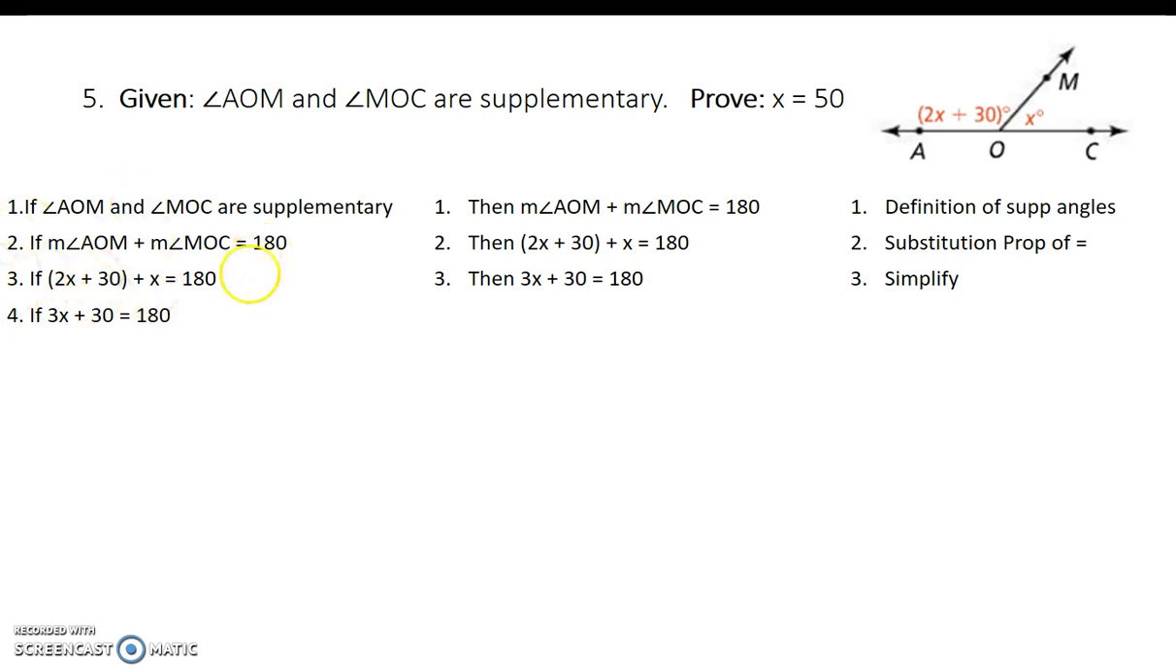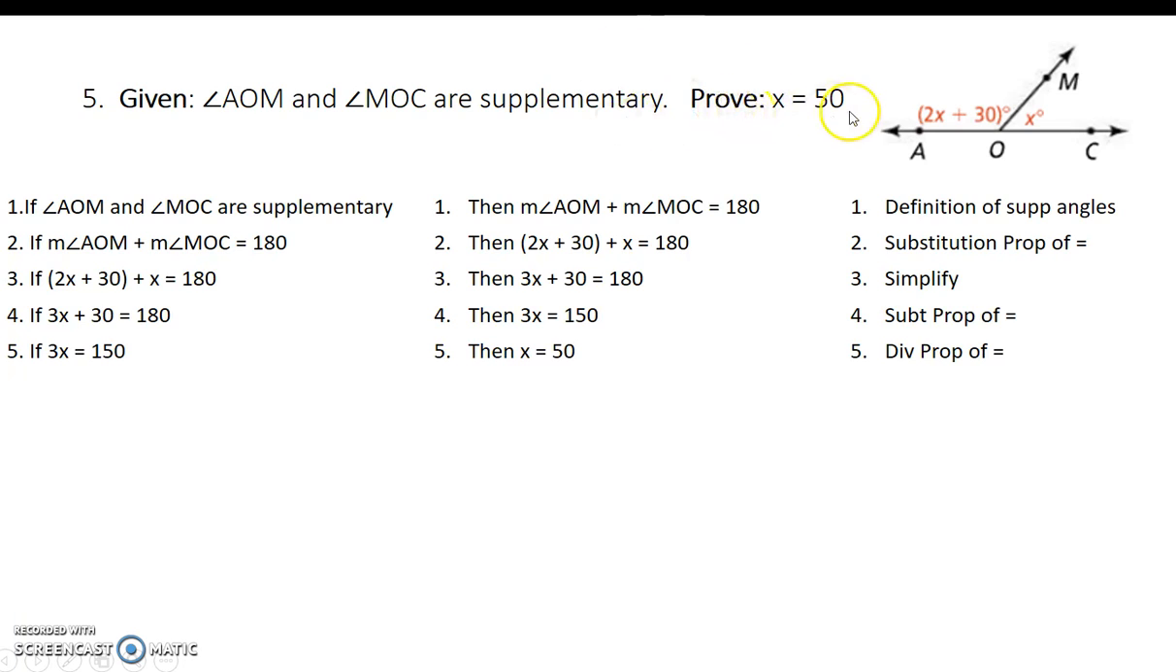That means getting rid of the 30. So you're going to take 30 away from here and move it to the other side. You would end up with 3x equals 150. What's the property that we're using to do that? What's the algebra sort of idea? Well, we subtracted, so we're using the subtraction property of equality. And then the last thing that we would do is, if I know that 3x equals 150, how do I get x by itself? I have to divide by 3. So I'm using the division property of equality, and now I have proven that x has to be 50.